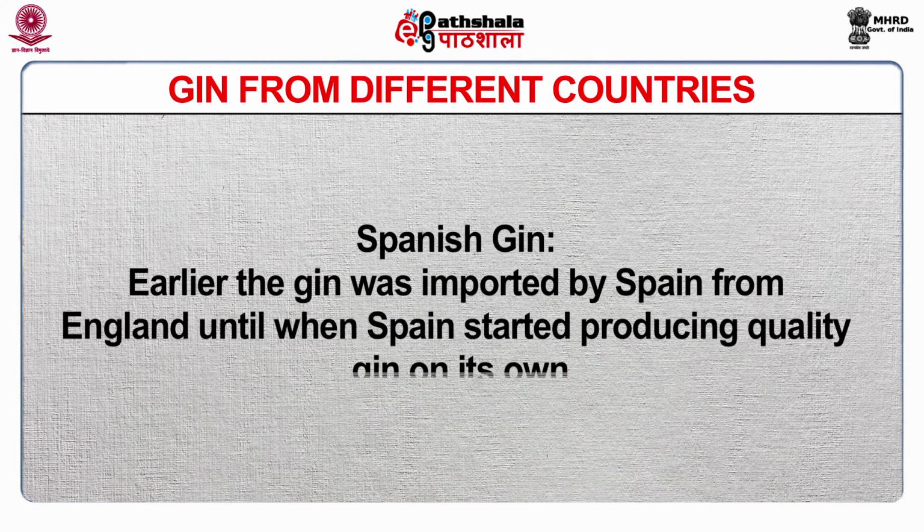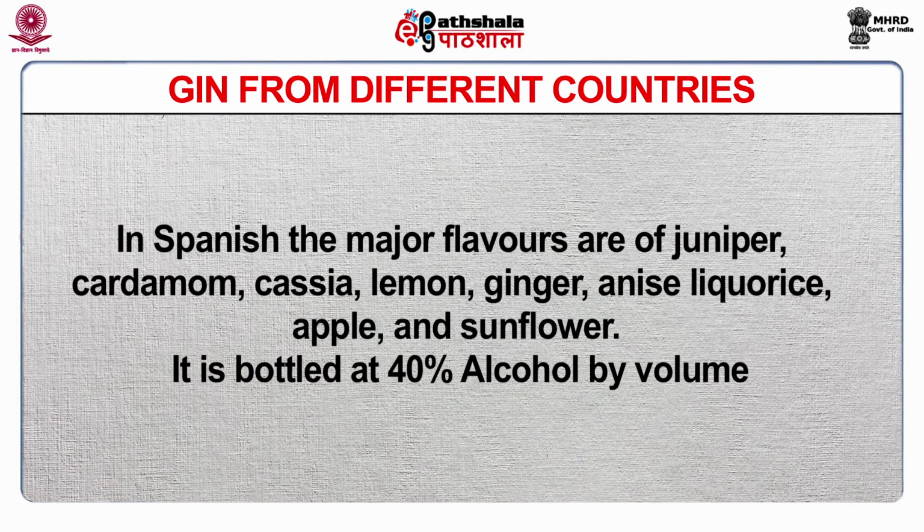The next one is Spanish gin. Earlier the gin was imported by Spain from England until Spain started producing quality gin on its own. In Spanish gin, the major flavors are of juniper, cardamom, cassia, lemon, ginger, anise, licorice, apple and sunflower. It is bottled at 40% alcohol by volume.